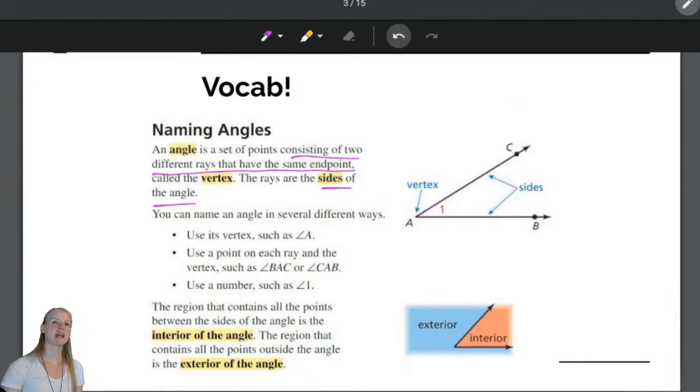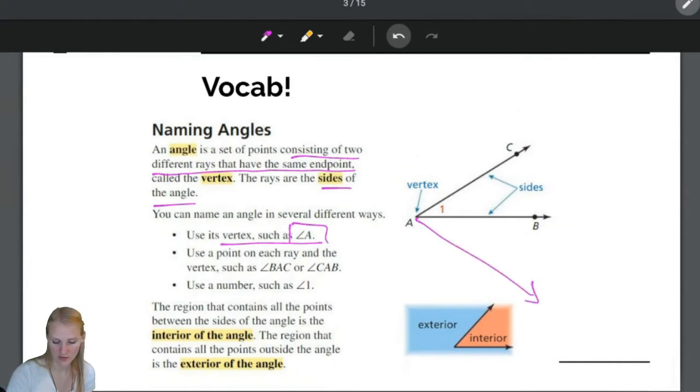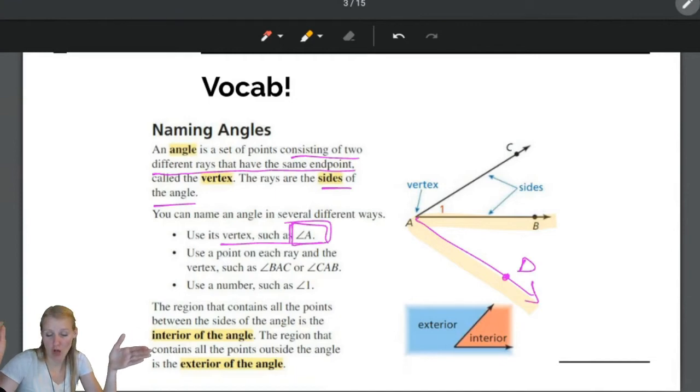Now, you can name an angle in several different ways. You can use its vertex and just call it angle A. You can only do this if the angle looks like this. If I have another ray coming off the end of A, like say D, now if you say angle A, what angle are you talking about? Are you talking about this angle A? Or this angle A? I don't know which angle you're talking about.